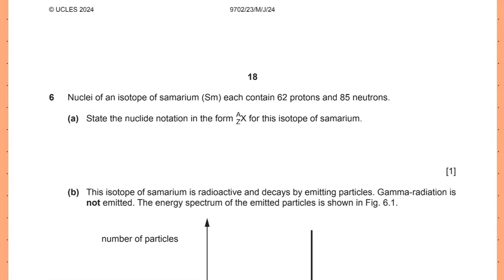Six, nuclei of an isotope of samarium contain 62 protons and 85 neutrons. State the nuclide notation in the form A Z X for this isotope. So X is samarium. Proton number comes down here, and on the top you have the nucleon number, which is 62 plus 85, which is 147, if I'm not wrong.